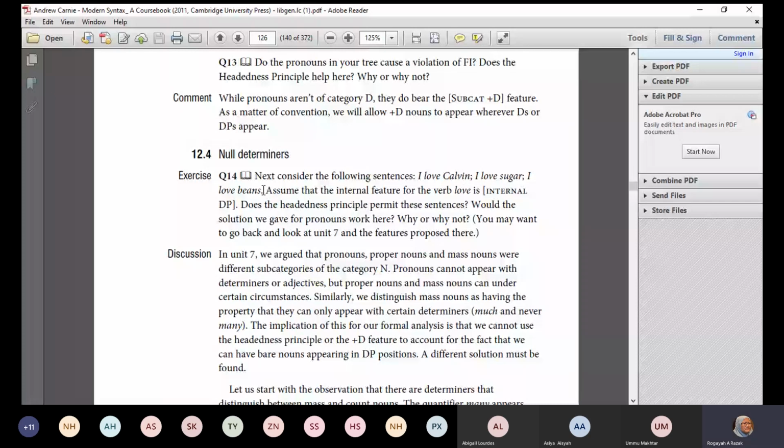So, bila kita kata determiner, it always happens before the noun, isn't it? The cat, the house. So there are certain examples like I said just now, a proper noun, Kelvin. No determiner happening before Kelvin. Or sugar. I love sugar. No determiner before sugar. I love beans. No determiner before beans. So we assume that the internal feature for the verb love is internal DP. It requires a DP, but that DP only has a determiner.